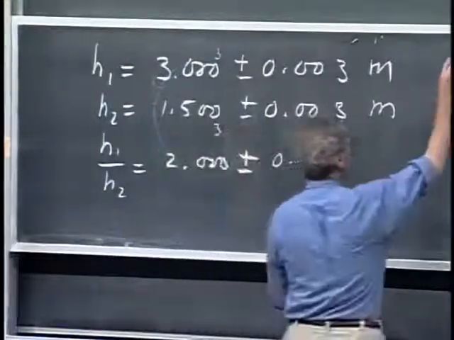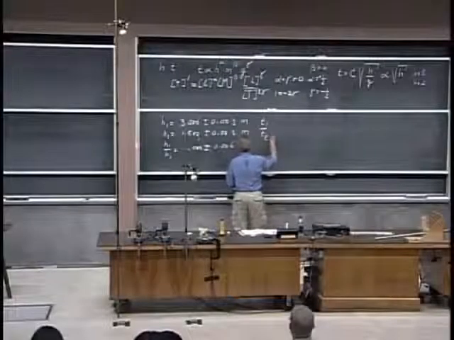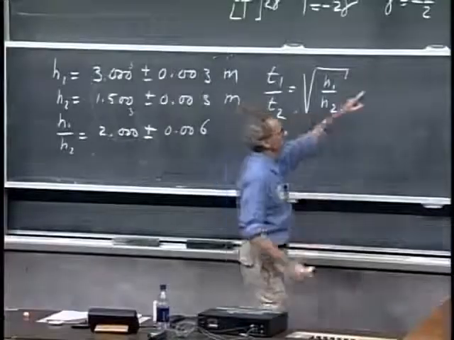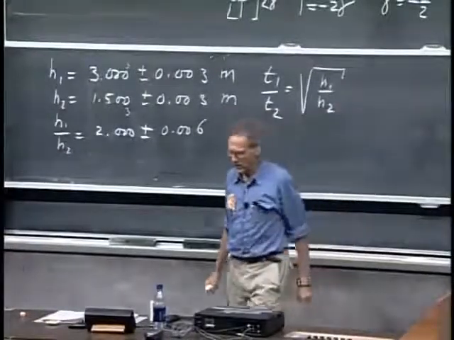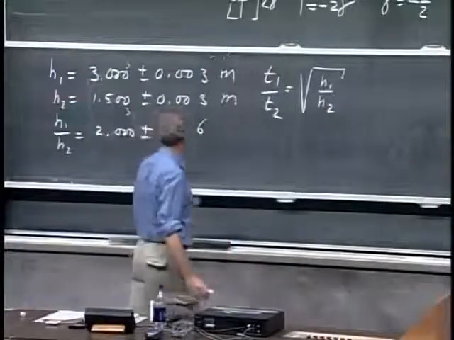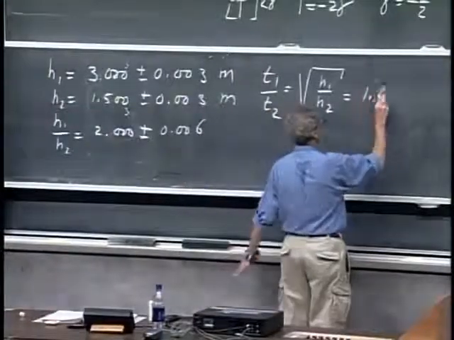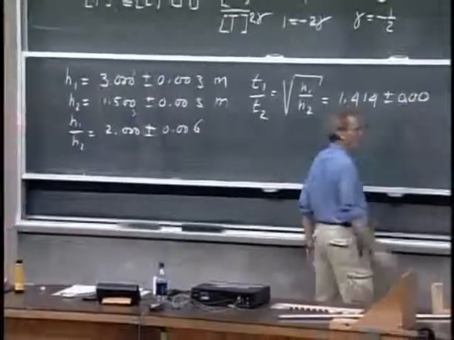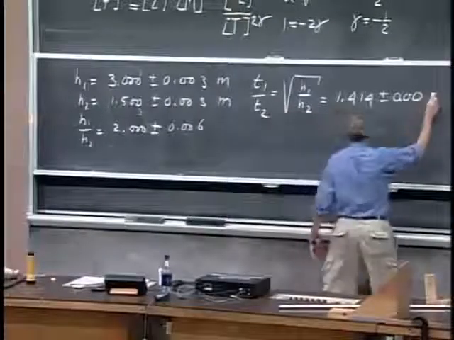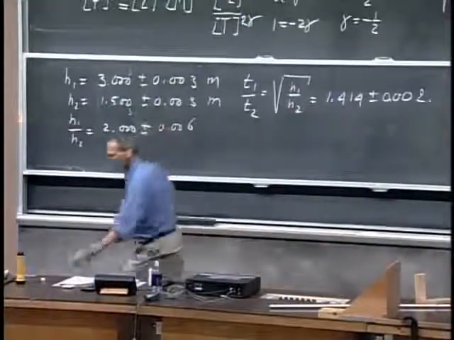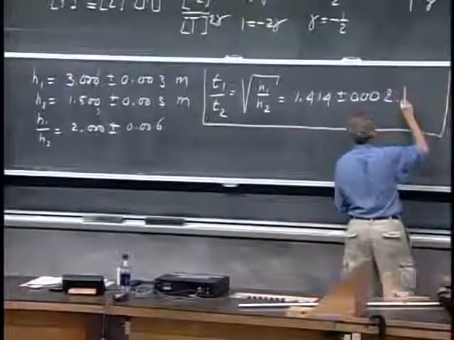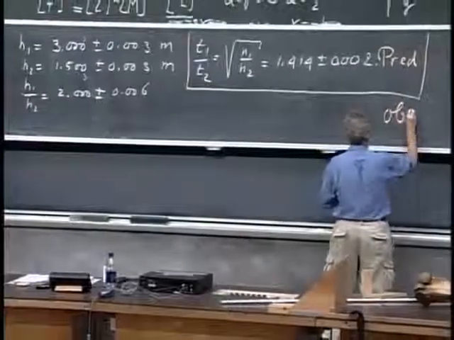And so the time t1 divided by t2 would be the square root of h1 divided by h2. That is the dimensional analysis argument that we have there. And we find, if we take the square root of this number, we find 1.414 plus or minus 0.02. I think that is a 2. That is correct. So here is a firm prediction. This is a prediction. And now we're going to make an observation.